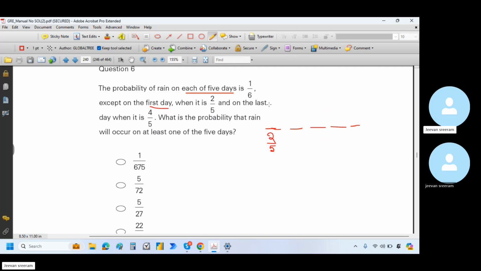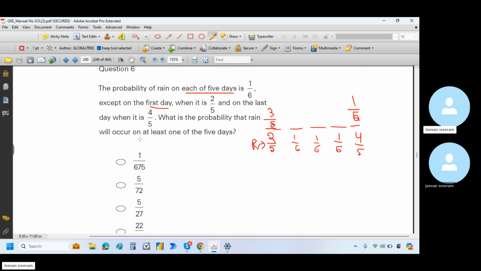So probability of not getting rain is going to be 3 by 5. These are all for raining. Probability of rain on first day is 2 by 5, so probability of not getting the rain on first day is going to be 3 by 5. On the last day, probability of raining is 4 by 5, means probability of no rain on the last day is going to be 1 by 5. So for the rest of the days, it's 1 by 6, 1 by 6, 1 by 6, 1 by 6.